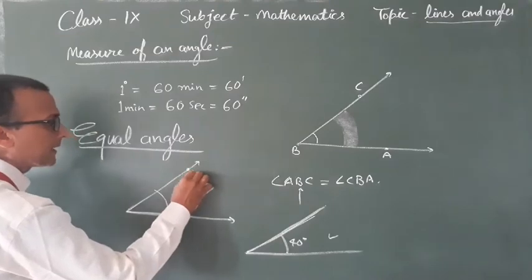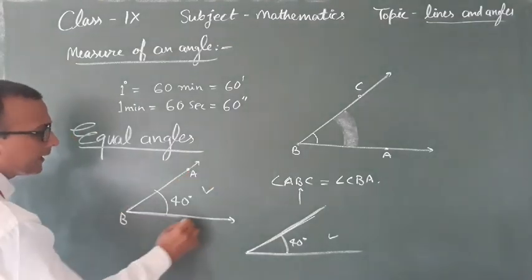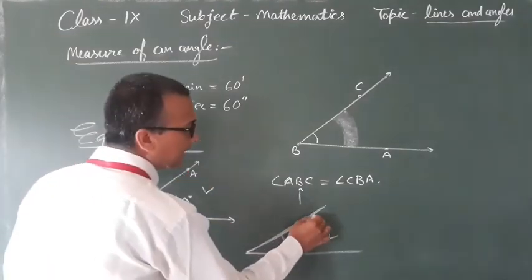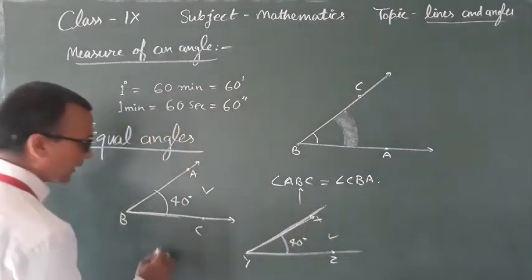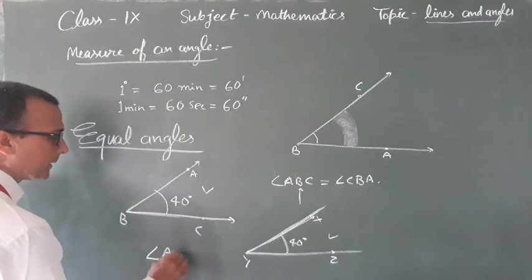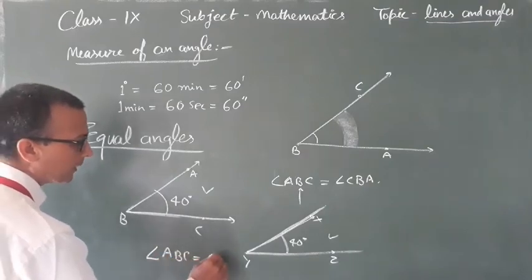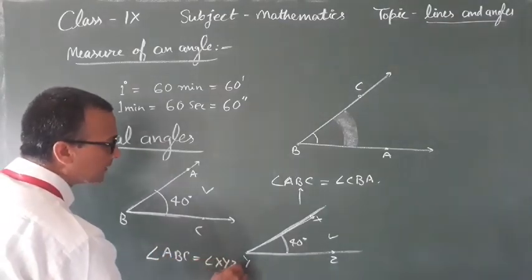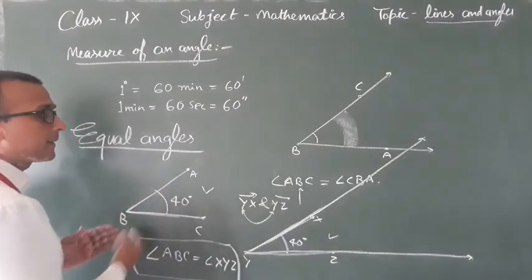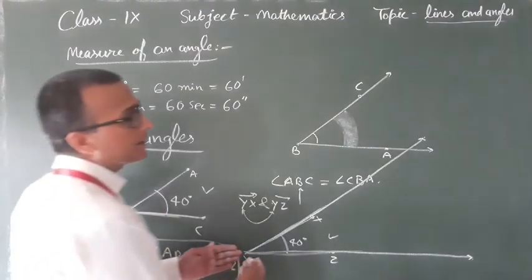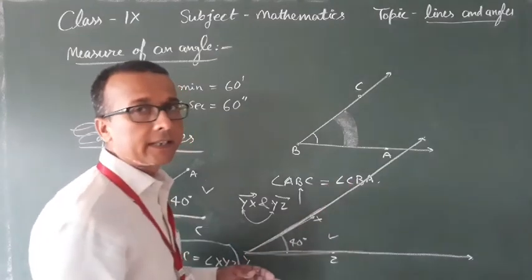The name of this angle is, if it is ABC and this one is XYZ, then we can write angle ABC is equal to angle XYZ. It doesn't matter, one is made up of line segments and the other is made up of rays.